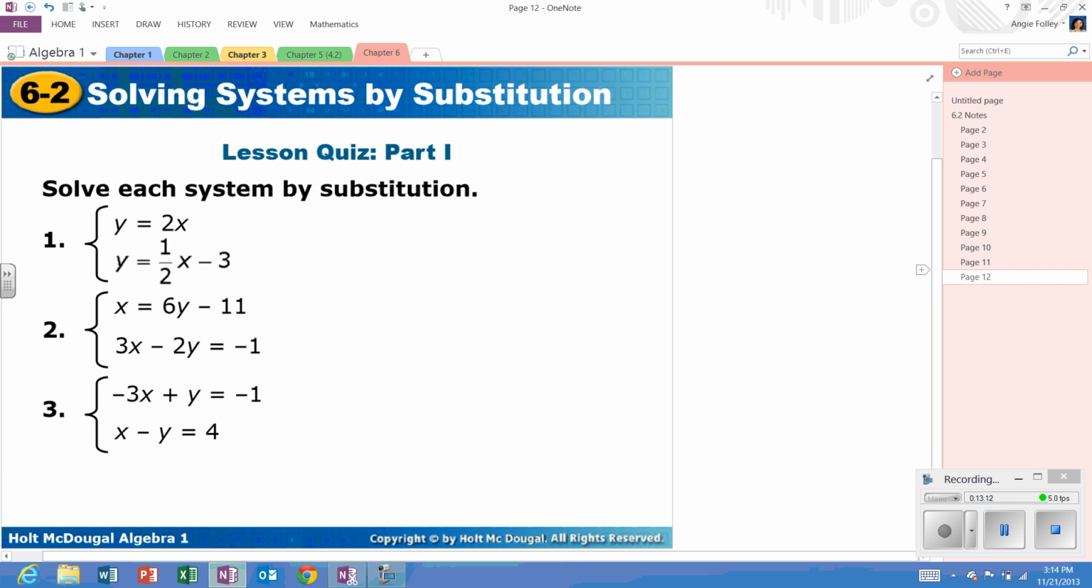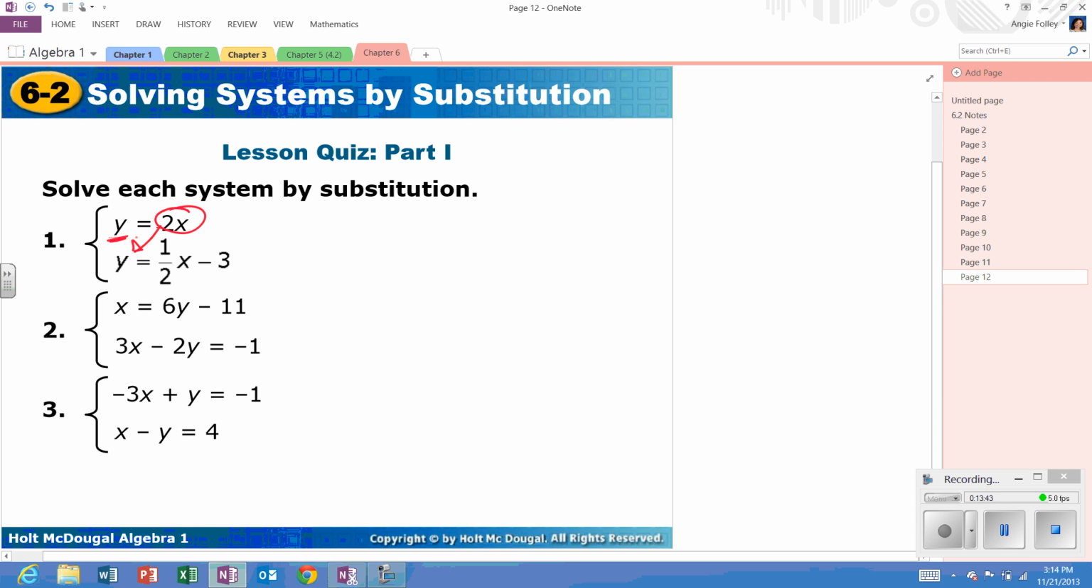Okay, so this last lesson part quiz, there's 3 problems. If you would right now go ahead and pause the video, I want you to try these on your own, and then I'm going to write the answers out so you can check yourself. So just a reminder of this lesson, you need to solve one of the equations for a single variable. So for example, we've already got that on this first problem. You can then plug that into the variable of the second equation, solve for your one variable, and then plug that variable back in to get the second variable.